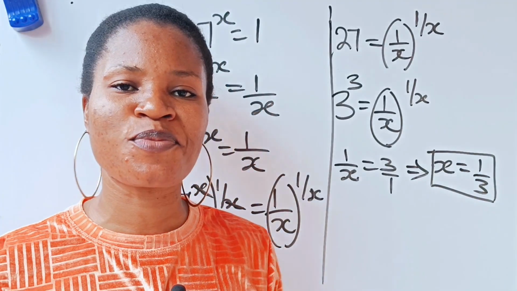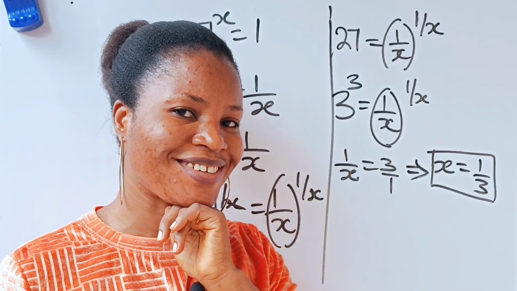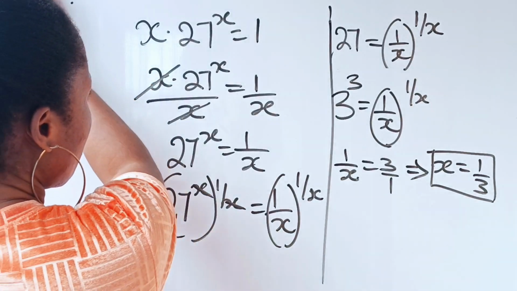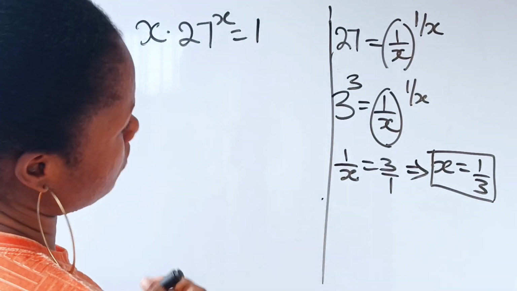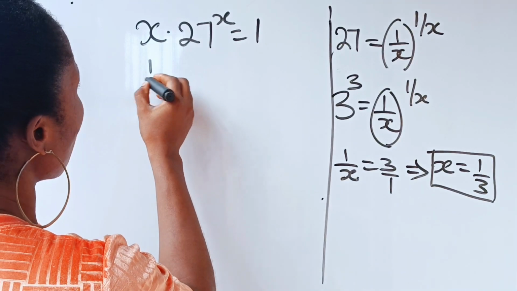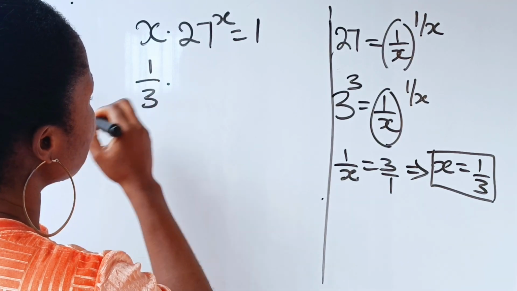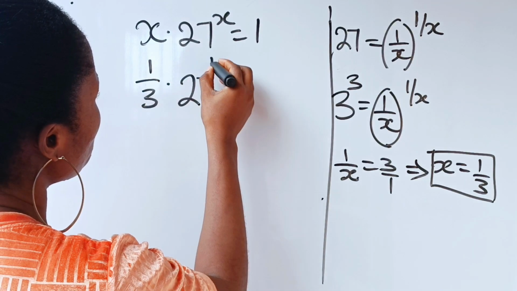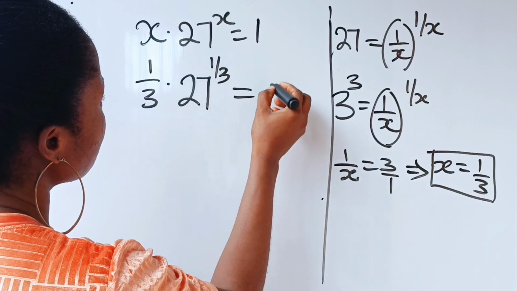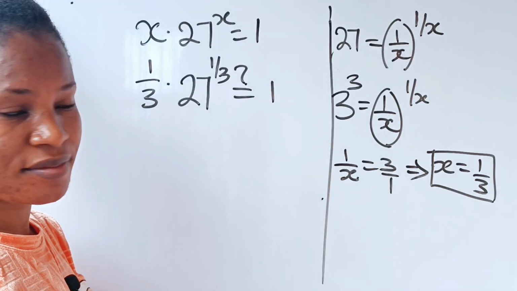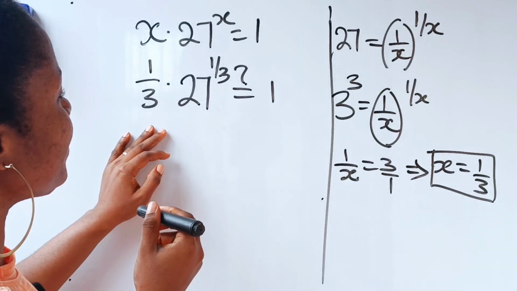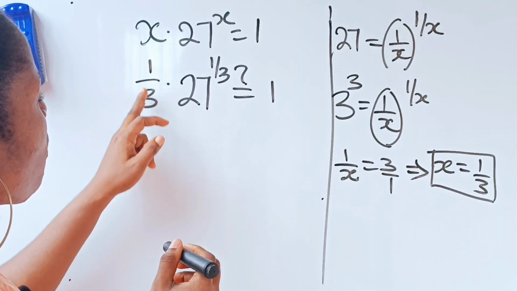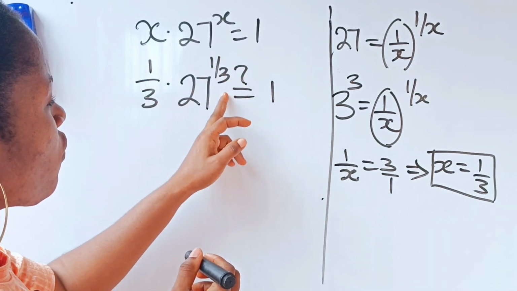Now let's get to the most interesting aspect of this video. Okay, so let's substitute what we have to see if we are correct. All right, so we have 1 over 3 multiplied by 27 to the power of 1 over 3 is equal to 1. Is it? Now when you look at this, you can see that 1 over 3 multiplied by 27 to the power of 1 over 3.